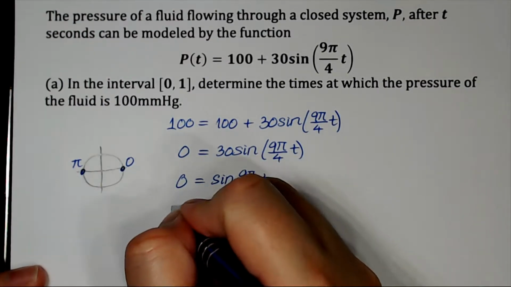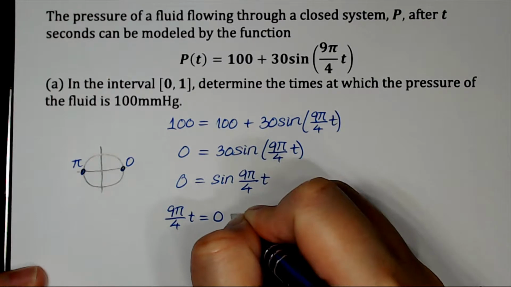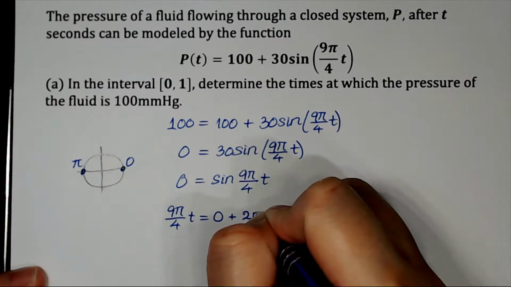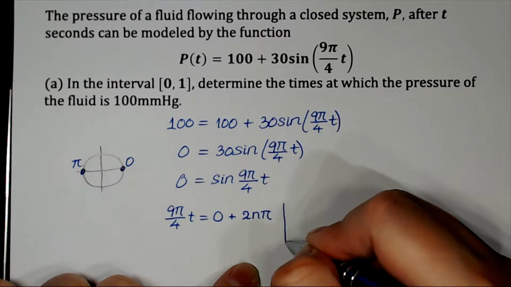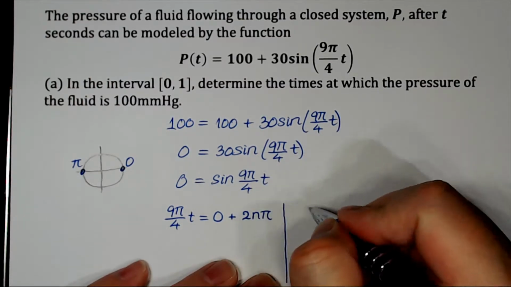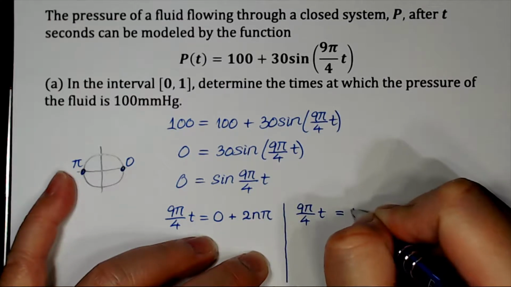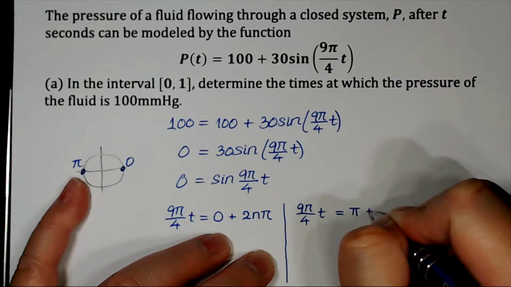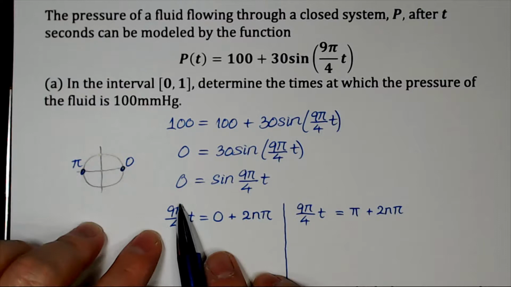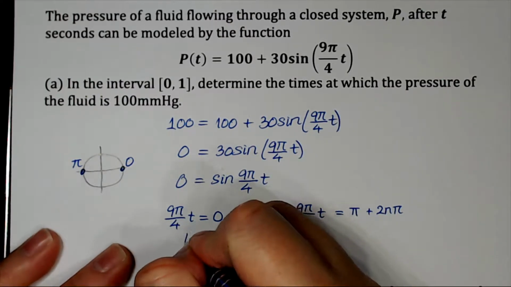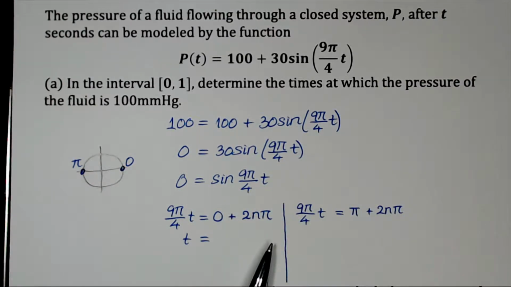So we can say 9 pi over 4 t equal to 0, plus 2n pi, because the period of sine is 2 pi and we might have coterminal angles. Or we have 9 pi over 4 t equal to pi plus 2n pi. Right? Divide both sides by 9 pi over 4. We have t equal to, let's do 0. We need a calculator for this problem.